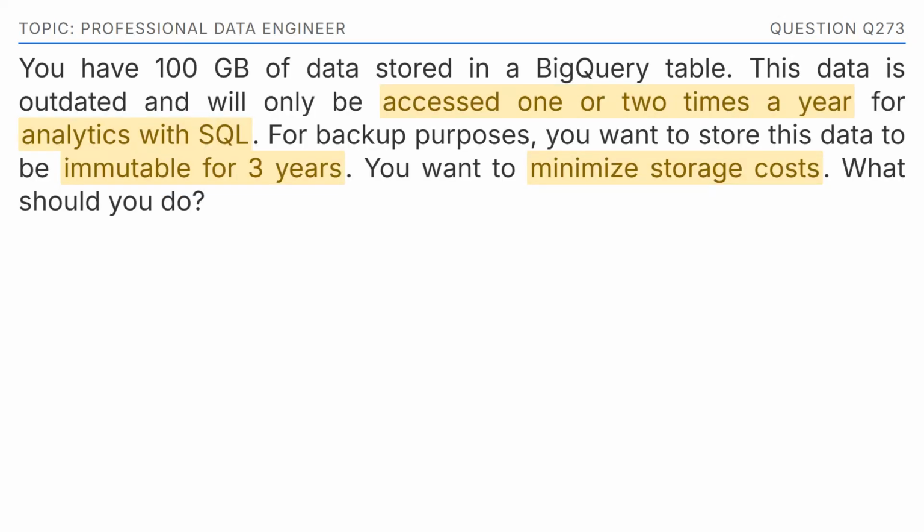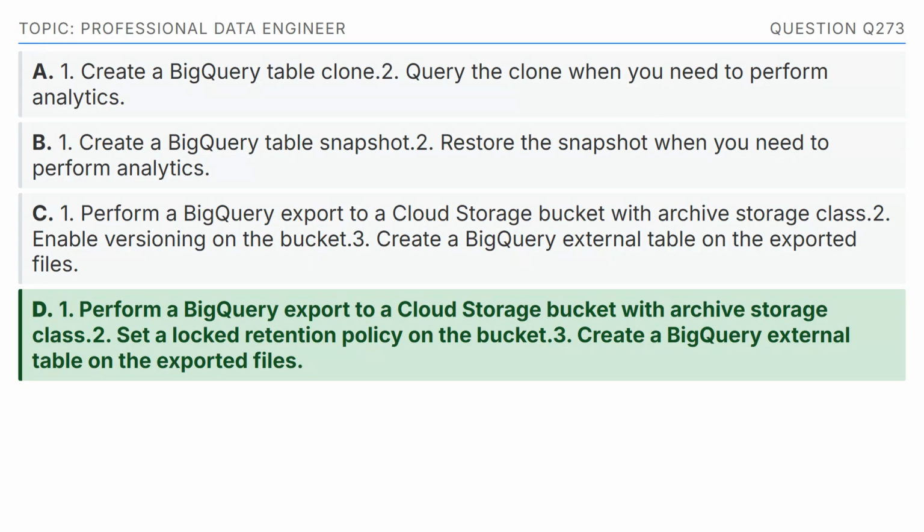To arrive at the correct answer, we focus on the keywords: accessed 1 or 2 times a year, analytics with SQL, immutable for 3 years, minimize storage costs. The correct answer is option D, 1. Perform a BigQuery export to a cloud storage bucket with archive storage class. Point 2. Set a locked retention policy on the bucket. Point 3. Create a BigQuery external table on the exported files.